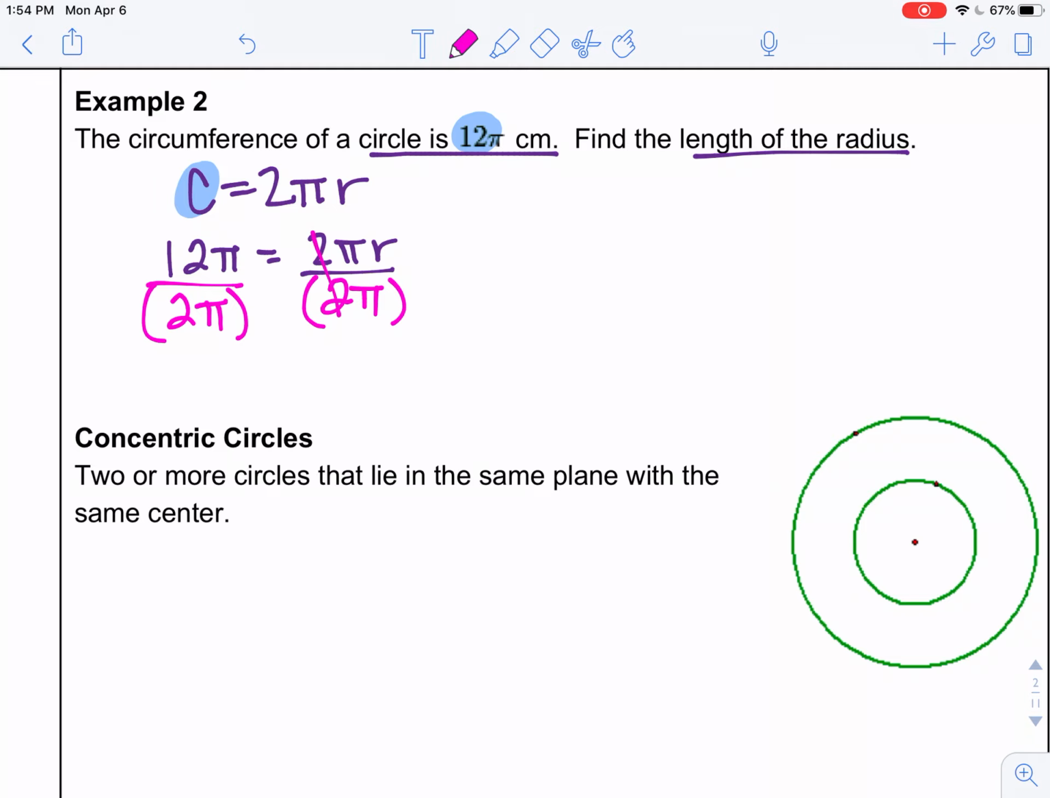2 over 2 is 1, pi over pi is 1, so we're left with r equals. Pi over pi is 1, 12 over 2 is 6, and we're dealing with centimeters.